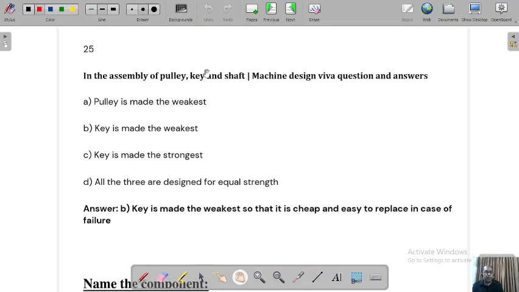Then, in the assembly of pulley, key and shaft, which is made the weakest? The pulley, the key, or the shaft, or are all three designed for equal strengths? We make the key the weakest, so it is cheap and easy to replace in case of a failure. The key is usually made of mild steel with lower strength, so that it can be replaced in case of a failure.